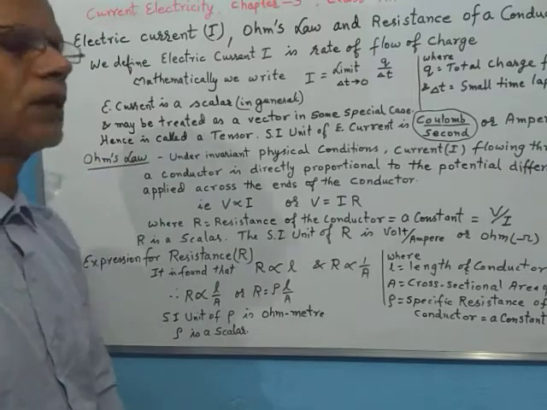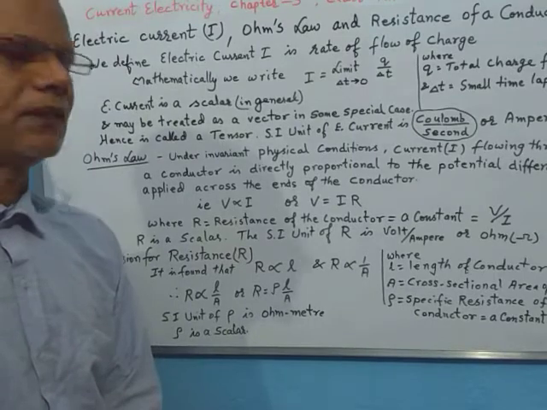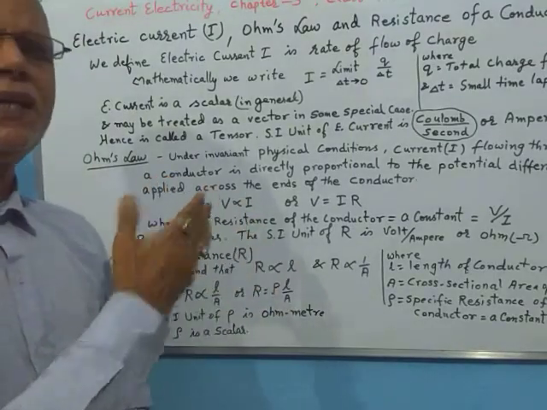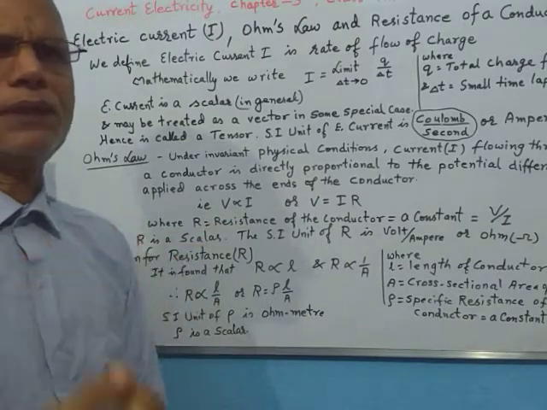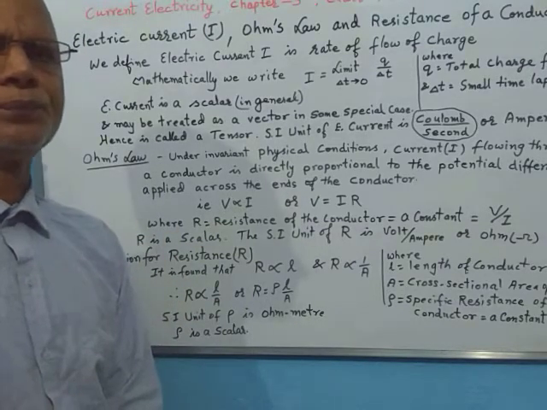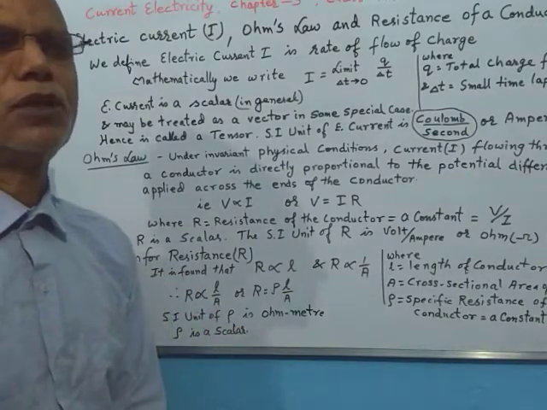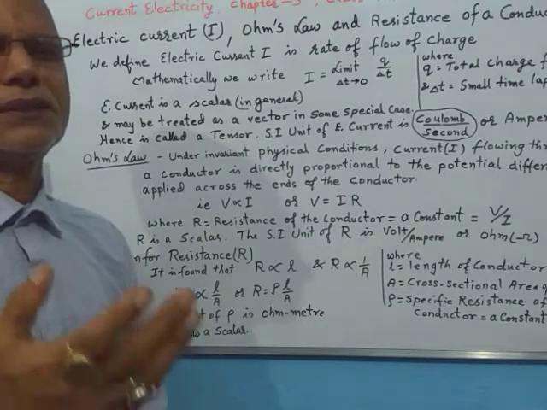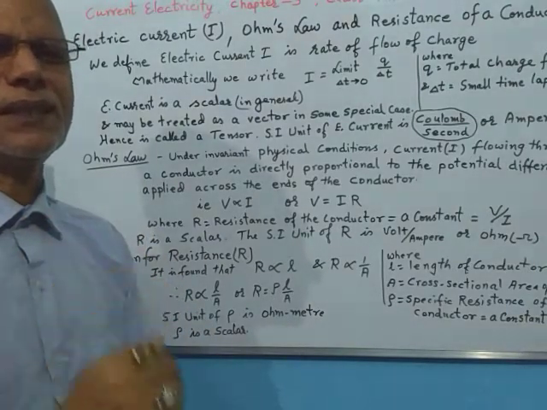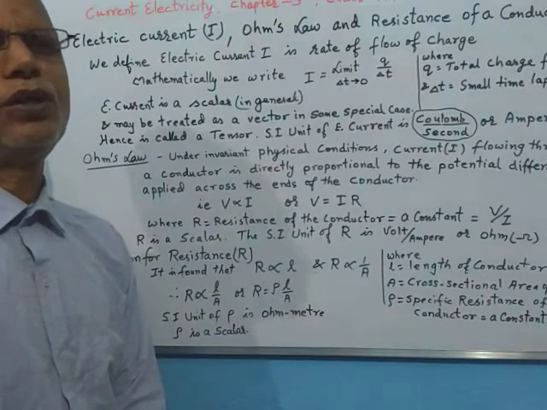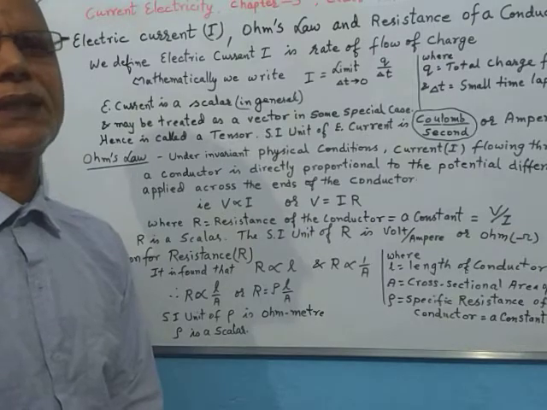Now we talk about Ohm's law. Ohm's law we have read earlier, and we again repeat that Ohm's law holds under invariant physical conditions. What are the physical conditions? Say for example the temperature of the conductor. If the conductor is not solid, other factors may also affect, say for example the pressure, the density, the humidity, etc. All these will affect the conducting power of the conductor.